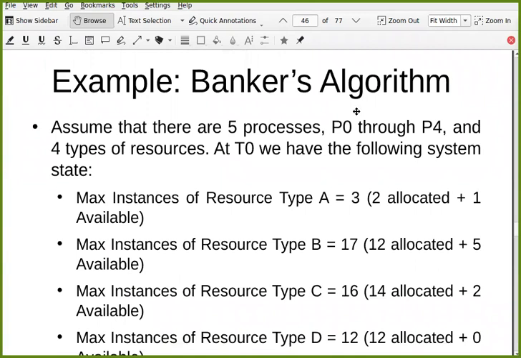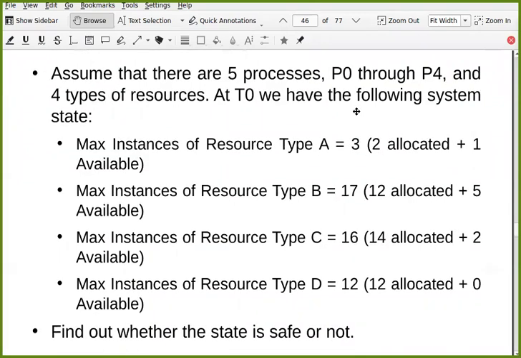So there is one example regarding deadlock avoidance. Let us very quickly discuss this. Assume that there are 5 processes, P0 through P4, and 4 types of resources. At time 0, we have the following system state. The maximum instances of resource type A is 3. Out of that, 2 are allocated and 1 is available. This is just a statement.